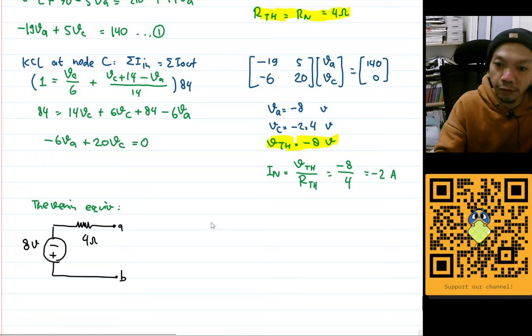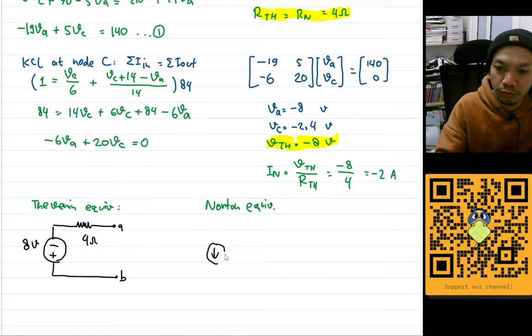And for the Norton equivalent, it's actually the parallel version. So we will have a current source, but the sign will be negative, so the arrow will be going down. And the current will be 2 ampere. And I will have this resistance here with the same value. So this is the one that the problem asks.